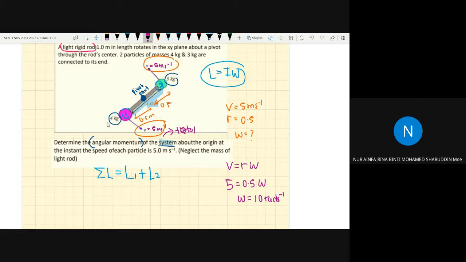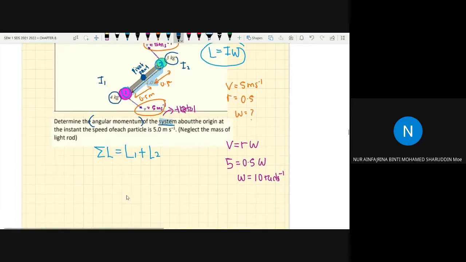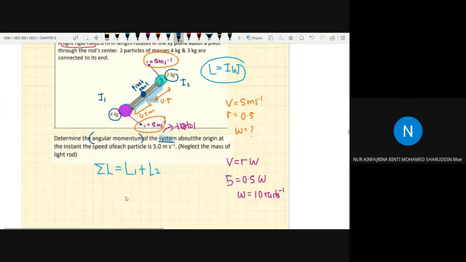So what I'm going to do, Miss nak cari dulu moment of inertia. Macam mana Miss nak cari moment of inertia untuk particle 1 dan untuk particle 2? Anyone ada idea tak? Kita nak pakai formula apa? Sekarang kita akan pakai general formula ke kita akan ikut this sphere? Sebab sekarang dia cakap particles je.